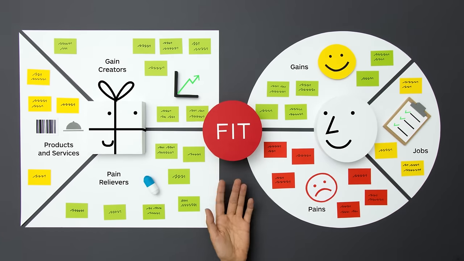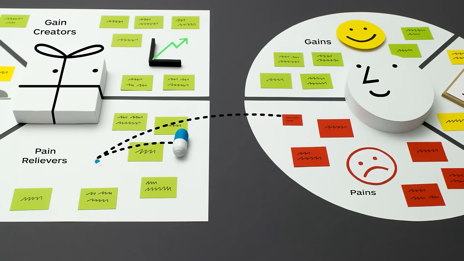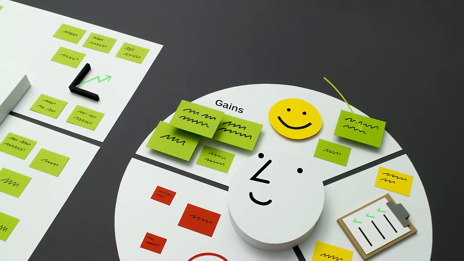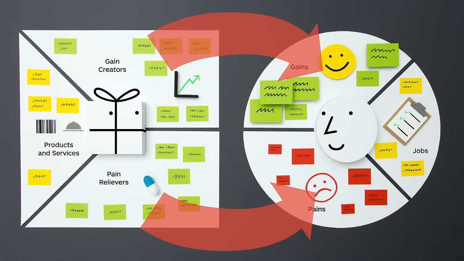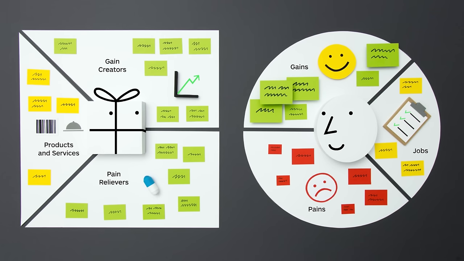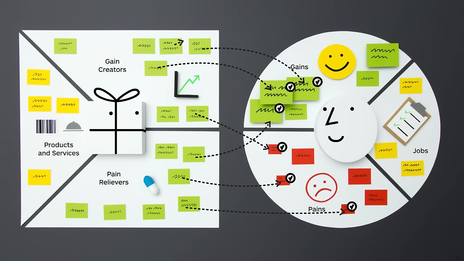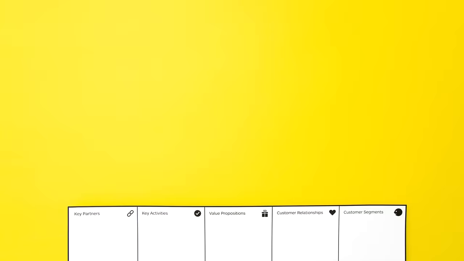You achieve fit by creating a clear connection between what matters to customers and how your products, services, and features ease pains and create gains. Great value propositions target essential customer jobs, pains, and gains and do so extremely well. Your customer profile may contain countless jobs, pains, and gains, but your value map highlights which ones you intend to focus on. But don't forget, an outstanding value proposition can still fail if your business model is flawed.